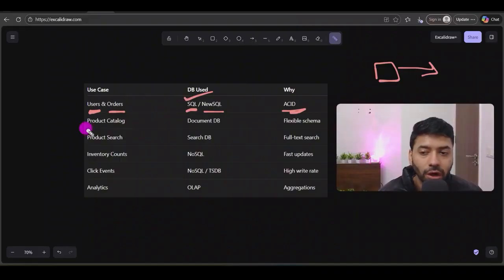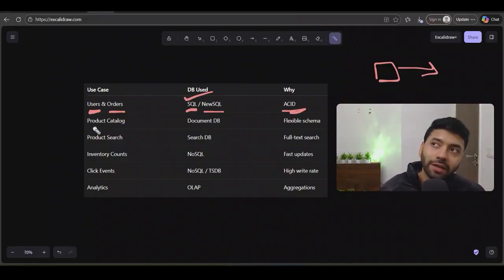Next feature can be the product catalog. Now you can imagine there are a lot of products out there, correct? And each of the products may have different features, correct? When you talk about television, there are different properties related to television. When you talk about a mobile phone, it has a different set of properties. When you talk about a washing machine or your microwave, it has different properties.